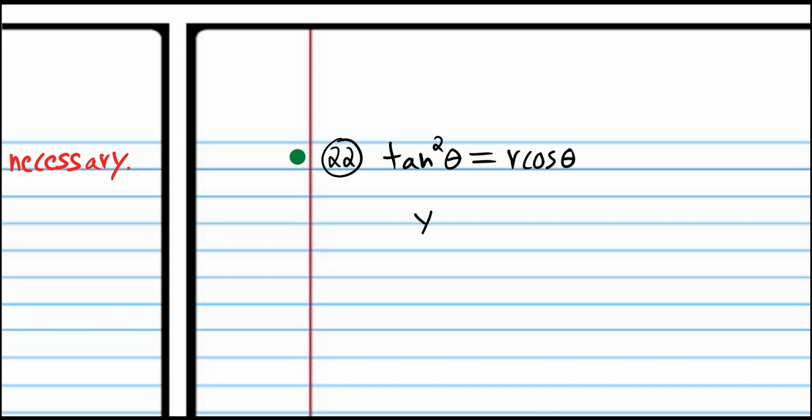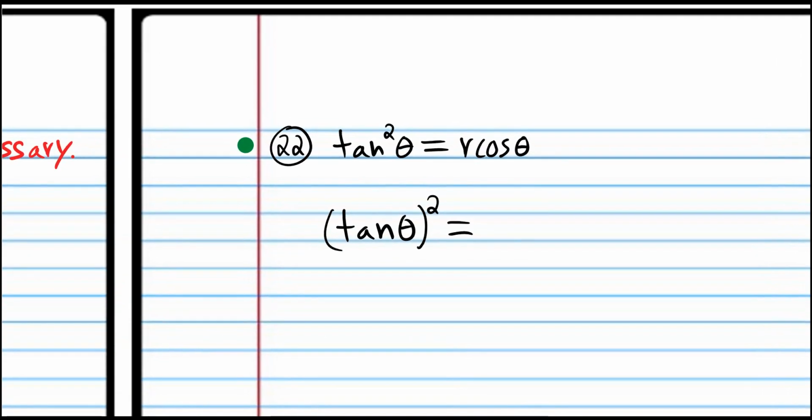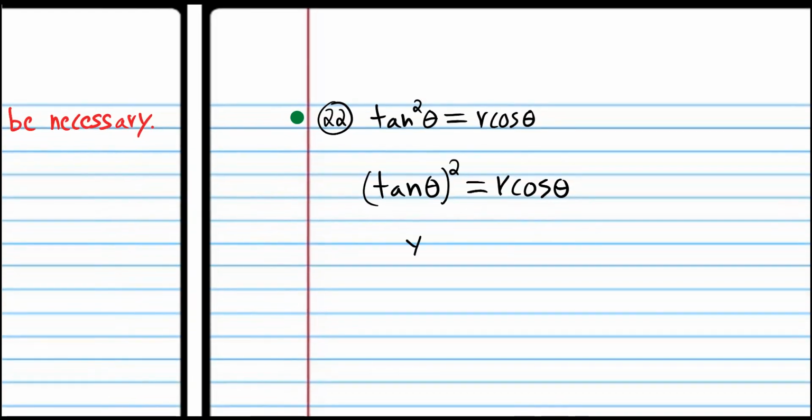So tangent is y over x, and maybe I should change that to avoid confusion. Tangent squared theta is the same thing as tangent theta squared, right? Now you must use parentheses, because tangent theta squared without parentheses does not mean the same thing. So I just want to remind you of that. That's something completely different. That's if you're squaring the angle only. This is if you're squaring the entire function.